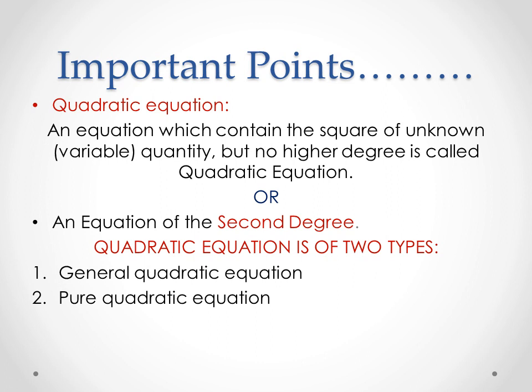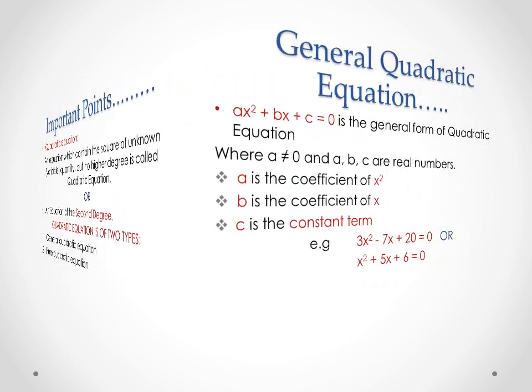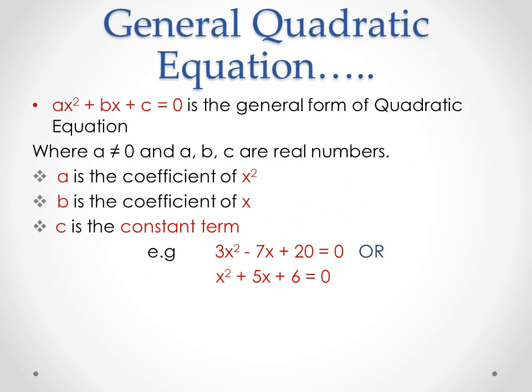Quadratic equation is of two types. The first type is the general quadratic equation and the second type is the pure quadratic equation. Now we will discuss what is a general and what is a pure quadratic equation. A general quadratic equation is of the form ax square plus bx plus c equals 0. Here you can see that the highest power of the variable is square, not more than that. The highest degree is 2. We have the lower degrees but not a degree more than 2. So it is the general form of the equation. Here a and b refer to the coefficients of the variables and c is a constant value.